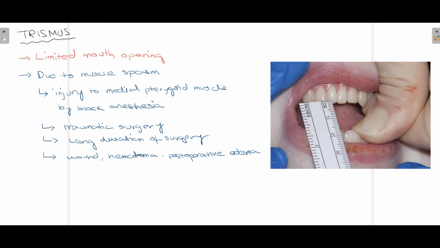Sometimes traumatic surgeries are performed, and traumatic surgeries can lead to edema and infection, and that then leads to trismus. Even when the duration of surgery is really long, that long duration basically tires the muscles out, there is some spasm, so that also leads to trismus. And lastly, wound hematoma and post-operative edema, all of these conditions can further lead to trismus.